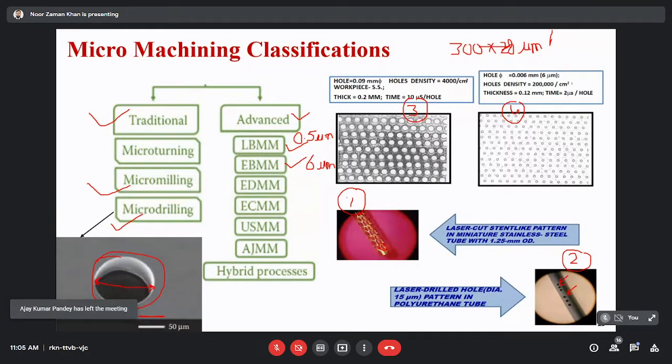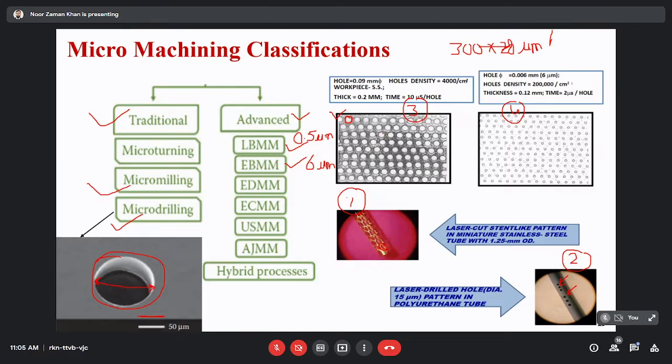Sometimes, if the intensity of the electron beam is very high, then the part may get overheated and damaged. If we take an example of electron beam micromachining, this is a pattern of holes of around 90 micrometer. The diameter of this hole is 90 micrometer, and the density is 4,000 holes per square centimeter. So a pattern of holes is required. The workpiece is a stainless steel workpiece, and its thickness is 200 micrometer.